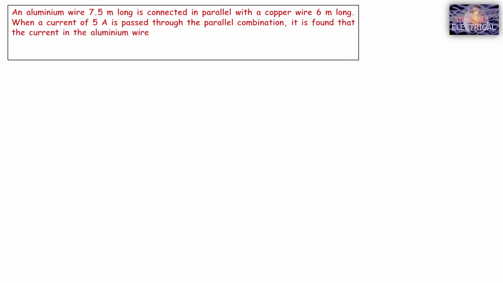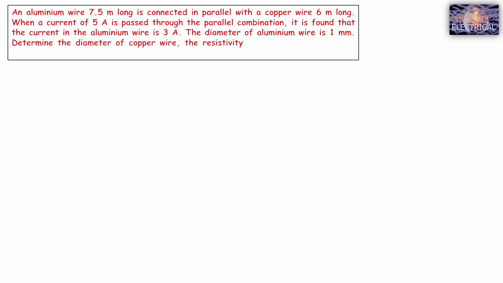Now, when a current of 5 ampere is passed through the parallel combination, it is found that the current in aluminium wire is 3 ampere. The diameter of aluminium wire is 1 mm, and now we have to determine the diameter of copper wire. Whereas the resistivity of copper is 0.017 micro ohm meter and that of aluminium is 0.028 micro ohm meter.